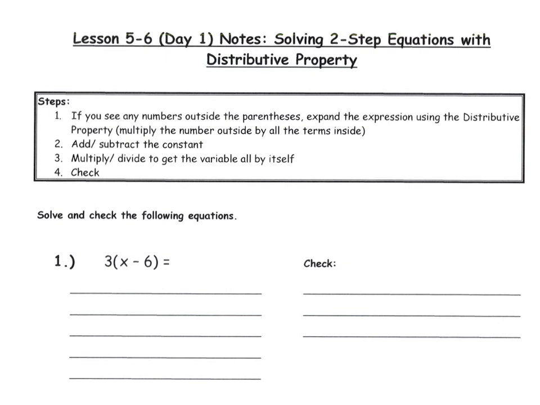So the first step, if we see any numbers outside the parentheses, we need to expand the expression by using the distributive property. So that was when we multiply the number outside by all the terms inside.